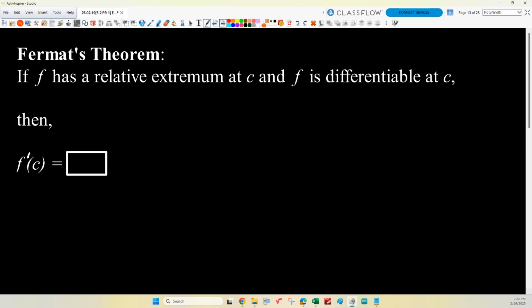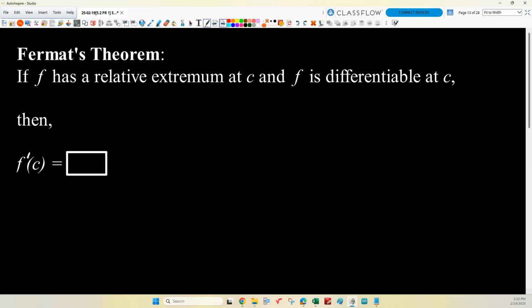So what's the first part of that mean? Just describe that in simpler terms. If f has a relative extremum at c, what's that mean? If you were explaining this to somebody who wasn't in calculus yet, what would you say? Peak or a valley. So there's a peak or a valley at c. Good. And f is differentiable at c. What's that mean? You can take the derivative at c. The derivative exists. Okay? So then put those together, what's that mean?